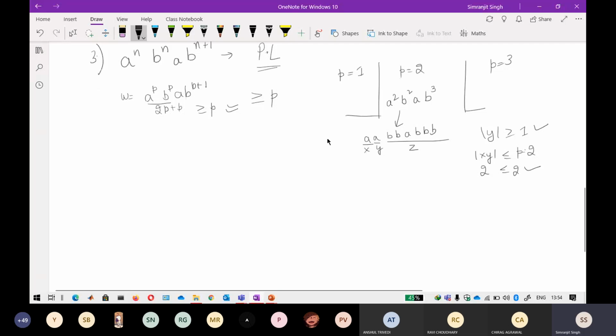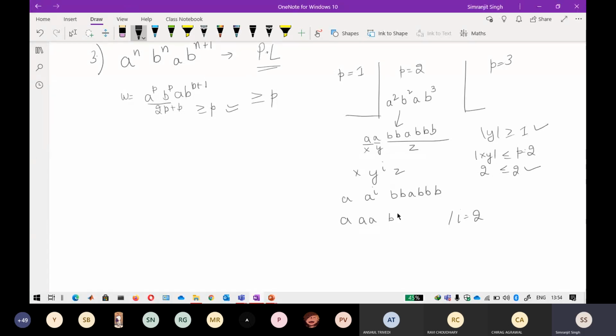The third condition is that you have to pump it. So how to pump it? x y raised to power i z: x becomes a from here, y becomes a from here, and then the remaining part z is b b a b b b. Now pump that string, i raised to power 2. So a b b a b b and b.